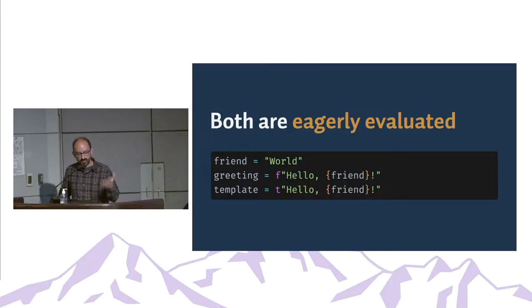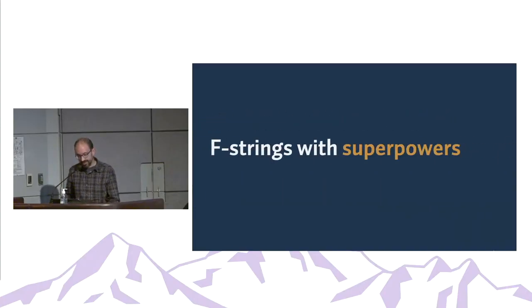So here's an example bit of code in Python 3.14. It's completely valid. It works completely fine. And if we comment out this first line of code, what we see is that both the F-string and the T-string raise a name error, because of course friend isn't defined. So both F-strings and T-strings have their expressions inside those curly braces evaluated at the same time, so eagerly.